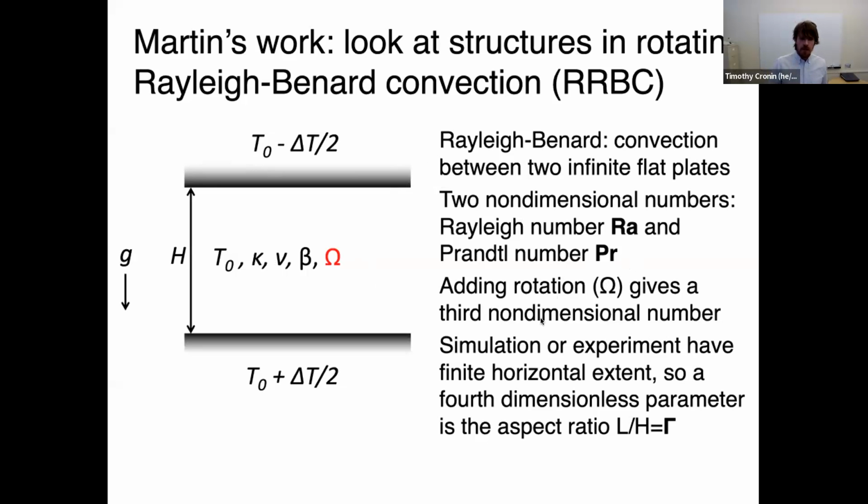And then there's really a fourth non-dimensional number for most practical cases. Simulations or experiments all need to have, by necessity, finite horizontal extent. So you do limit the results you can get based on the aspect ratio that you are able to simulate or do an experiment on, which is the horizontal distance to the vertical distance, gamma, or length of the simulation or experiment divided by the height of the fluid.